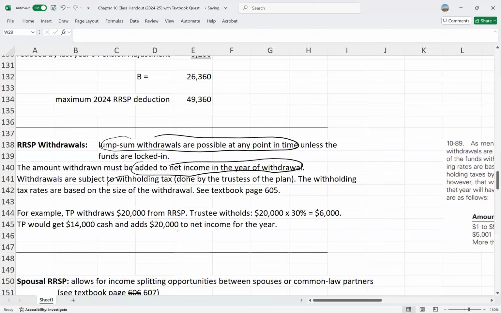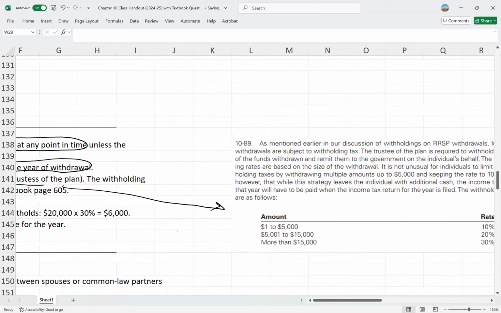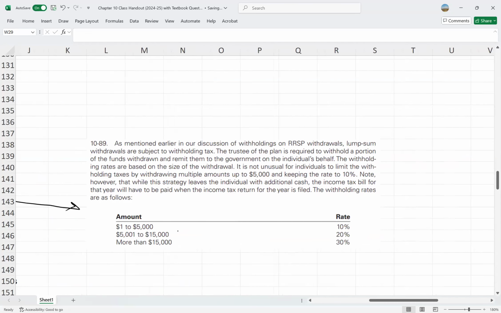There is withholding tax though. Since you are having to pay tax on that money, the government says if you take money out of your RSP, the bank or the trustee, whoever is looking after the plan, will have to withhold taxes and send that into the government and give you the net amount. So let's say you take out 20,000 from your RSP. How much withholding tax does the bank need to withhold based on this amount? If you take out 20,000, they're going to withhold 30%. If you take out 5,000 or less, they're only going to withhold 10%. If you take out over 5,000 but up to 15,000, they take off 20%.